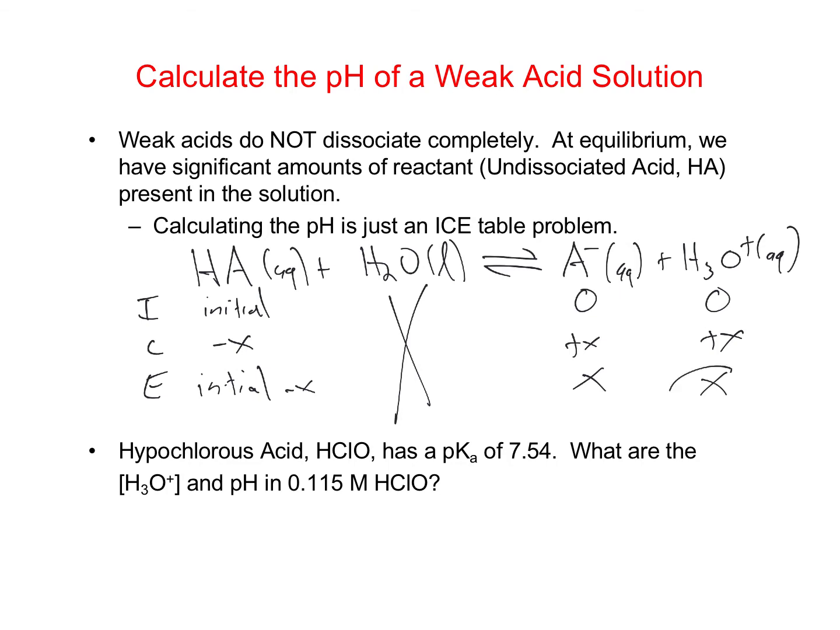And so to get the pH, I need to know the equilibrium concentration of H3O plus. As long as I know the Ka for the acid, I can do an ice table problem in order to find the H3O plus, and then I can use that to find the pH. So let's do an example of this on the next slide. We want to calculate the pH of a 0.115 molar hypochlorous acid solution. And while they didn't give us the Ka directly, they gave us the pKa, but we can use that to find the Ka. So let's do that on the next slide. We have a little bit more room.